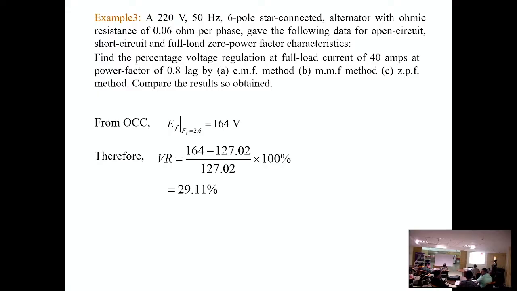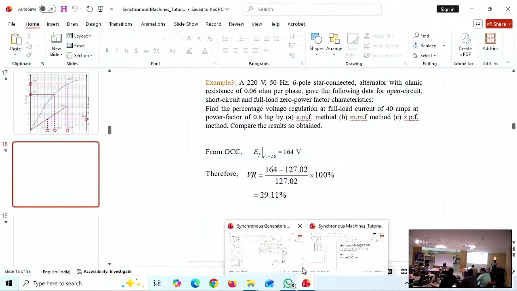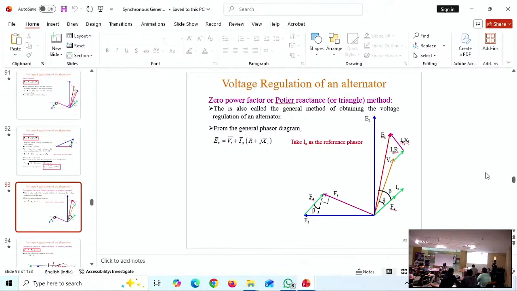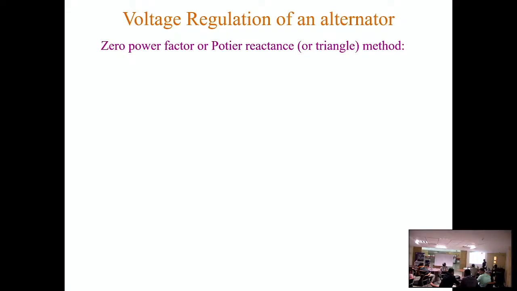The zero power factor method is a little bit lengthy and a little bit complicated. I will discuss that first, then we will solve. Go back to the previous slide. This one. Yeah. Sir, in the EMF and MMF method, in the MMF method we will replace MMF by EMF. Yes, the MMF phasor F will be replaced by E. FF will be replaced by EF. Okay, that phasor only.